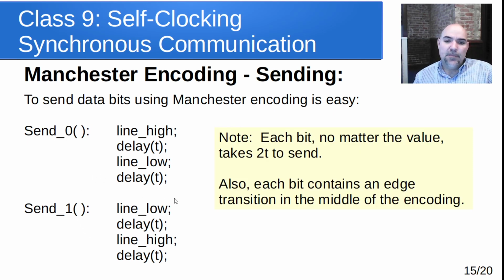So a couple notes here. Each bit, no matter the value, takes 2 time units to send. You can see that right there. And also each bit contains an edge transition in the middle of the encoding. So after the first T, the line changes. And that's what makes this a self-clocking signal, because that's resynchronizing us for every bit, even though there's no specific clock signal, because the data has that edge in the middle of it.